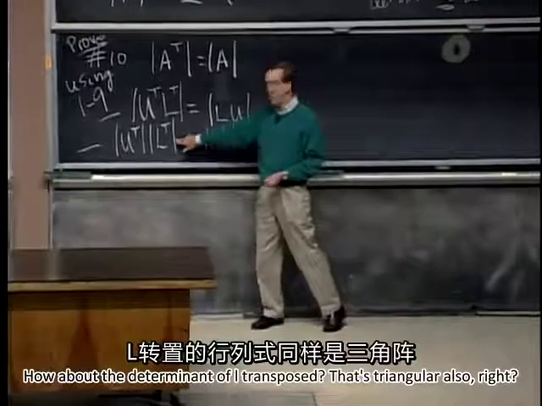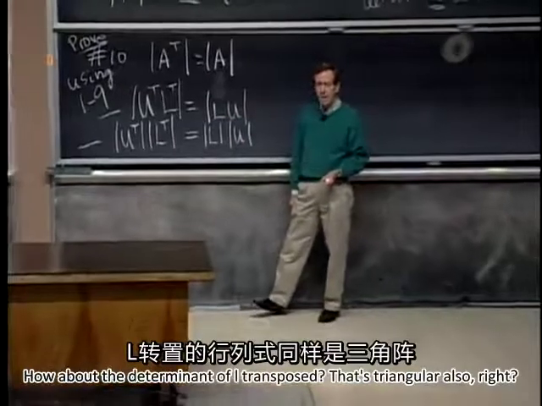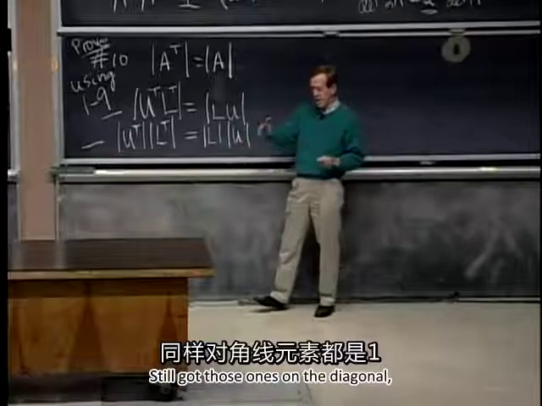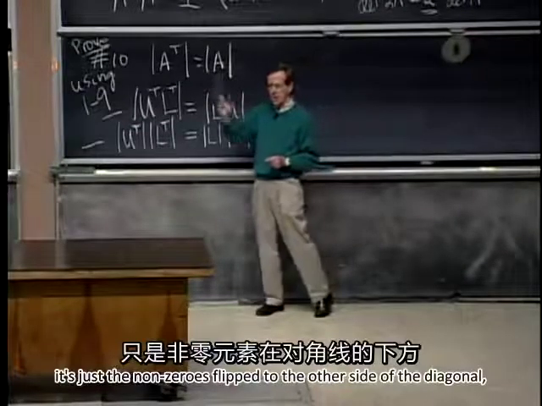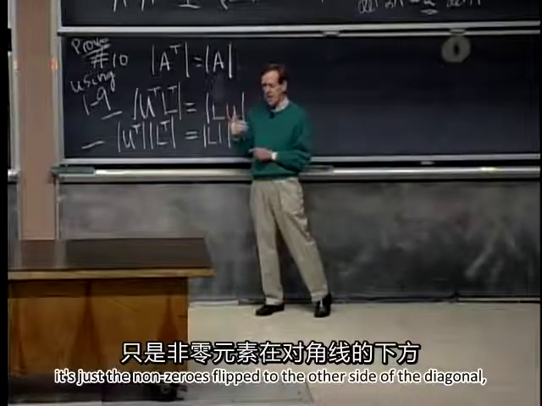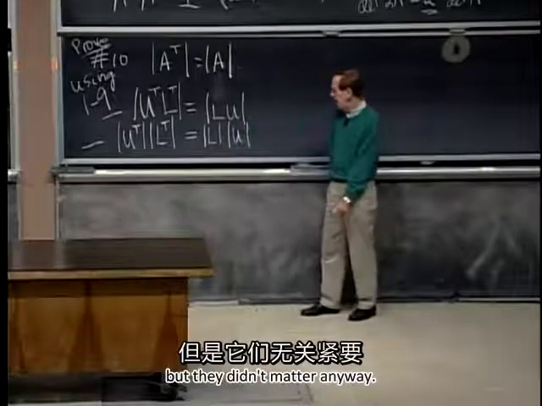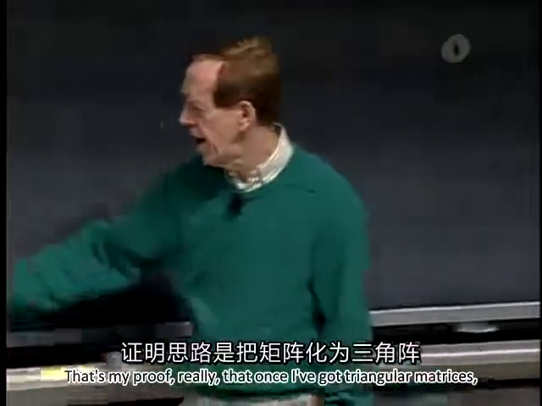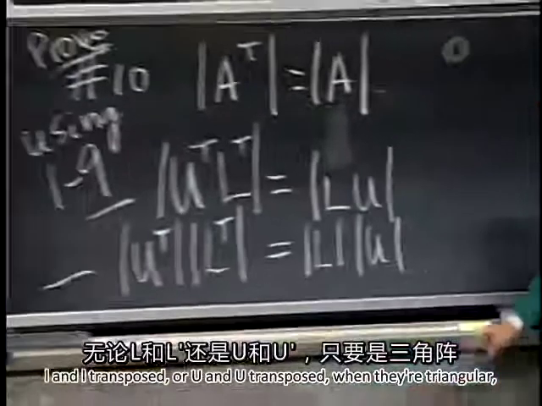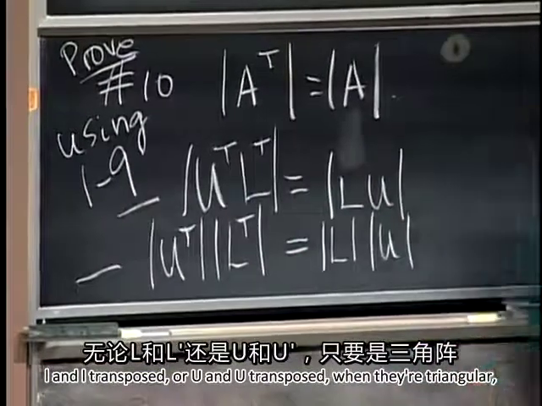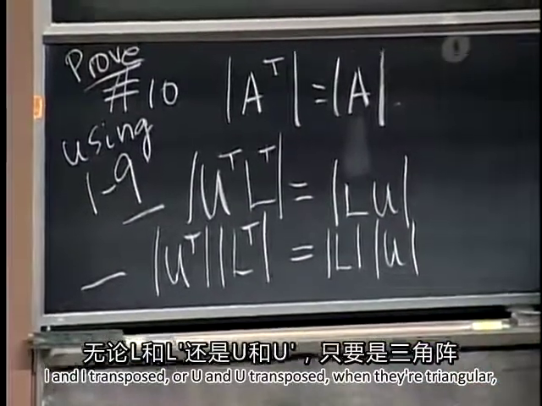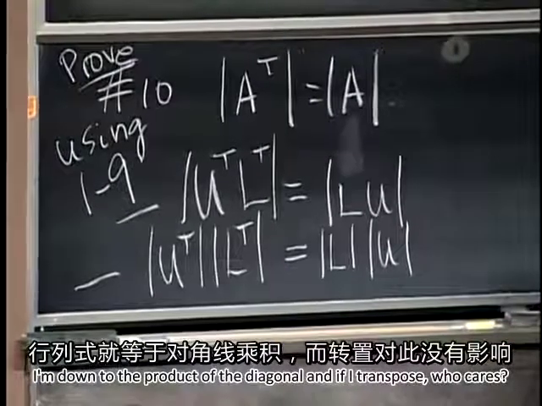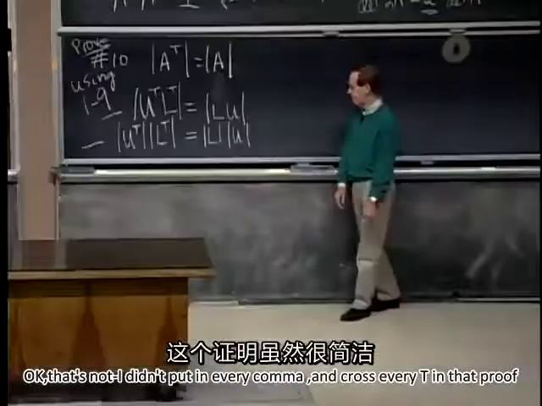How about the determinant of L transpose? That's triangular also, right? Still got those ones on the diagonal. It's just the non-zeros flipped to the other side of the diagonal, but they didn't matter anyway. That's my proof, really. Once I've got triangular matrices, L and L transpose, or U and U transpose, when they're triangular, I'm down to the product of the diagonal, and if I transpose, who cares?